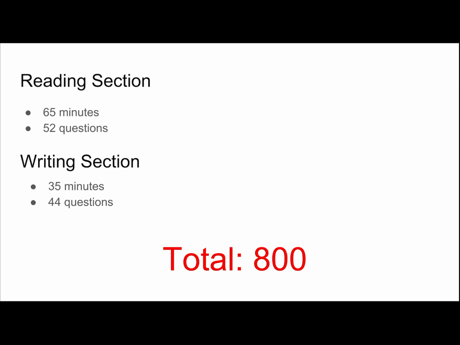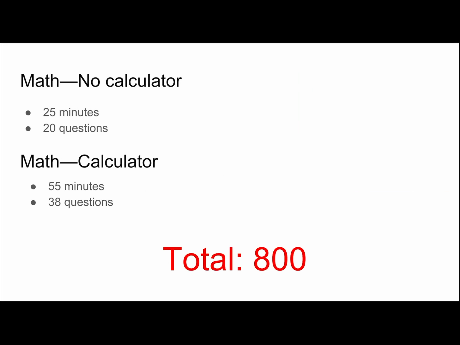So again, the English score is composed of 2 sections, the reading section and the writing section. When you put these scores together, the maximum you can get is 800. So it's 800 for the English score. The reading section is 65 minutes and 52 questions. The writing section is 35 minutes and 44 questions.